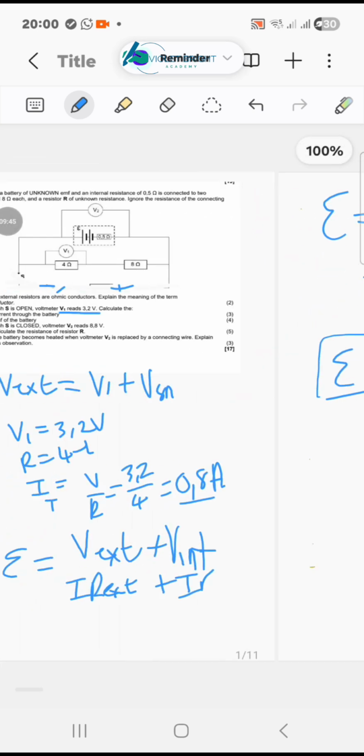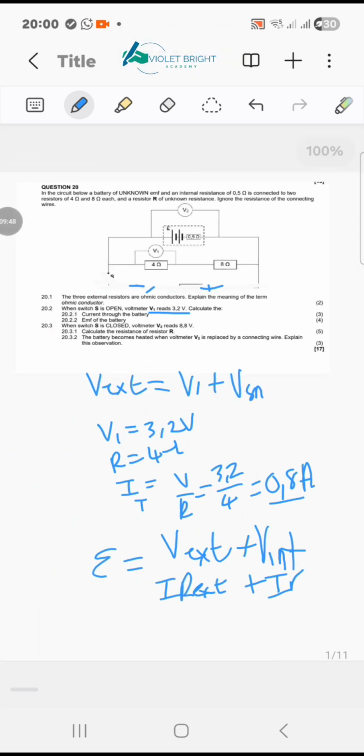So now let's attempt another question. Basically here, it's knowing the total current. If we find the total current, it will be easy for us to find the R external, because they are only in series, and we are also given the internal resistance. So we just substitute there to find our answer for the EMF.